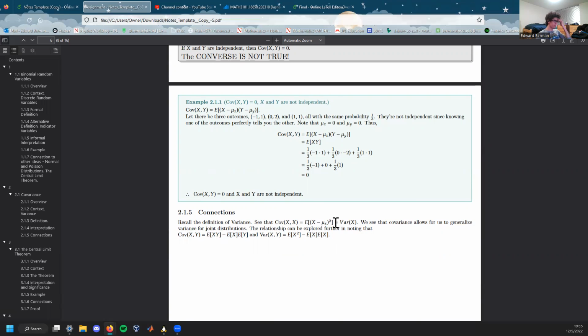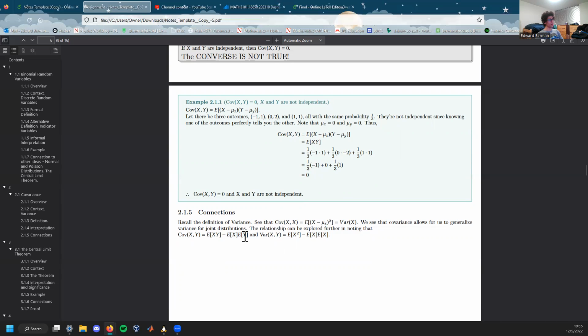This relationship can be explored further by noting that the covariance of x and y can be written as E of xy minus E of x times E of y. Note that in our example problem, E of xy is 0, and E of x and E of y were also 0, so we got a covariance of 0. This would not necessarily have been a more straightforward way to calculate it here, but in other problems, this is very helpful.